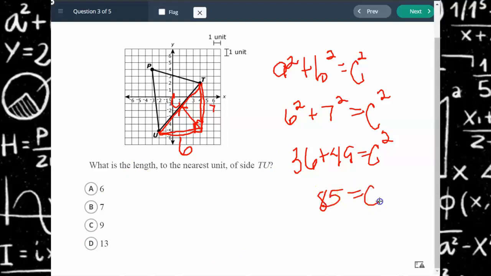85 equals C squared. Take the square root of both sides, and we're going to get approximately, rounding to the nearest tenth, 9.2 equals C, or the hypotenuse, the diagonal length, which is side TU of this triangle. They asked us to go to the nearest unit, so the answer here would be C, or 9.